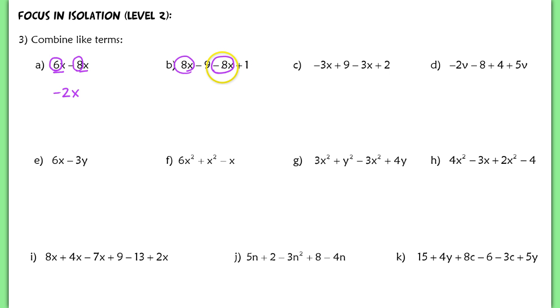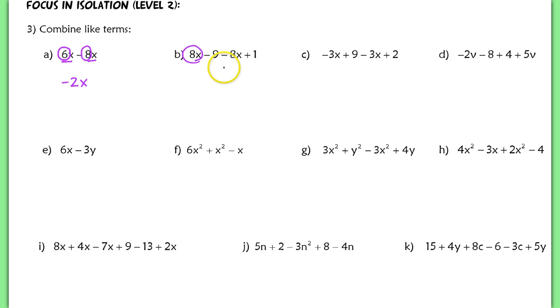If you forget to do that, some students will just circle the 8x here, and they think that they're supposed to do 8x plus 8x, but really it's 8x and then minus 8x. So in my calculator, I just type in 8 plus a negative 8, or 8 minus 8, and I get 0. Instead of writing 0x, because 0 times x just gives us 0, that term actually cancels out. You're left with no x term at all.